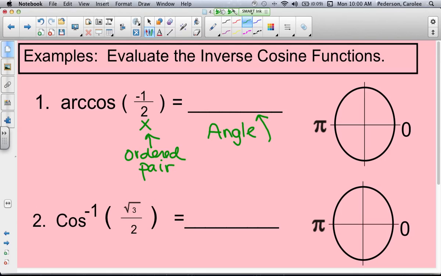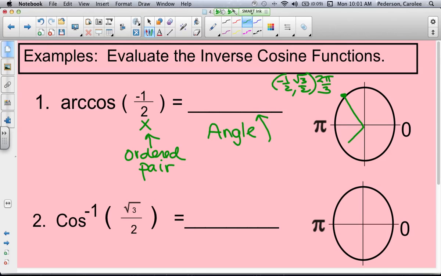4 pi over 3? 2 pi over 3. 2 pi over 3? Right, yet we're talking the x value. Do we agree? The ordered pair here is negative 1/2, and then the square root of 3 over 2. Where is the other place at?